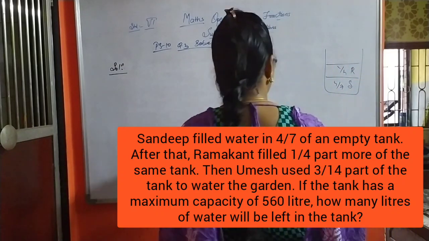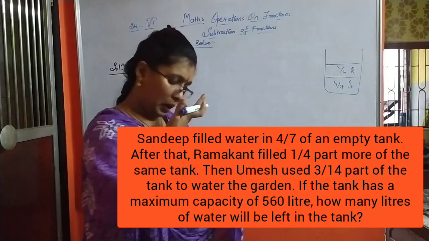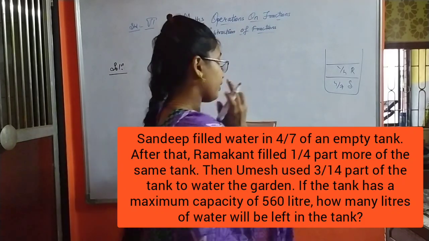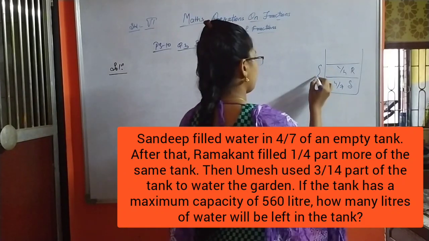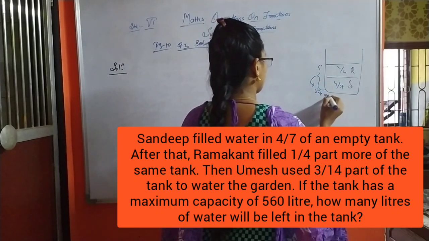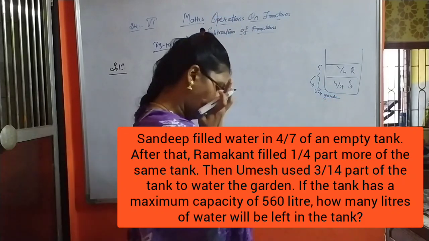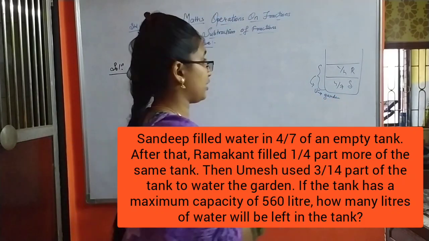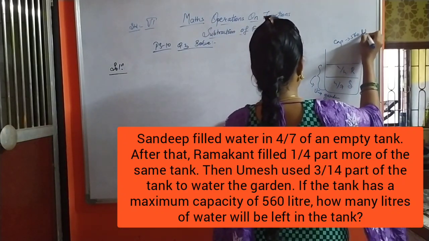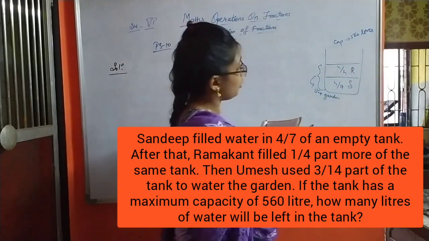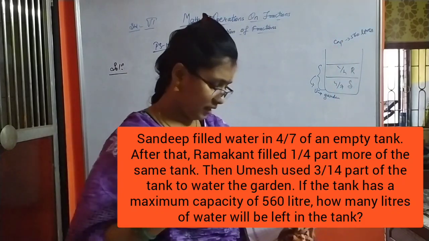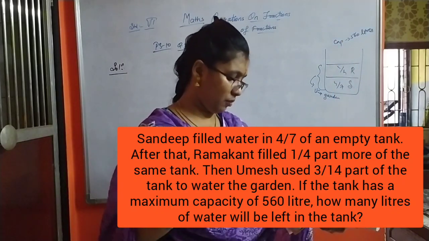Sandeep filled 4/7 part, Ramakant filled 1/4 part. Now Umesh has used 3/14 part of the tank to water the garden. From this Umesh had taken water for the garden. Now if the tank has the maximum capacity of 560 liters, the total capacity, that means the tank can be filled up to 560 liters. How much liters of water will be left in the tank?